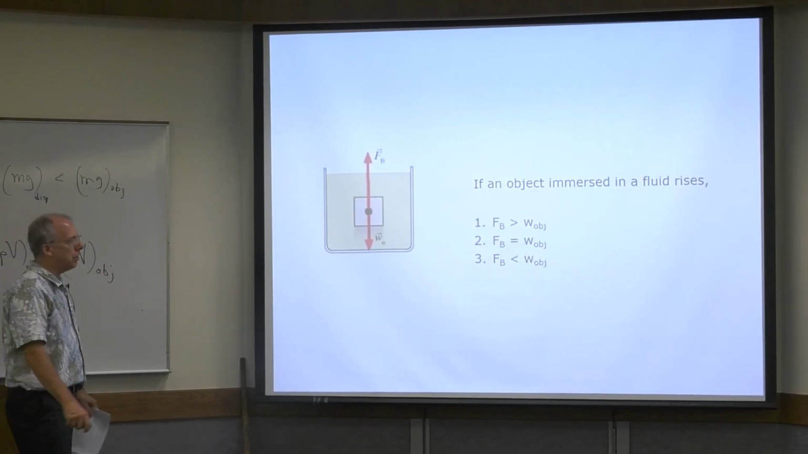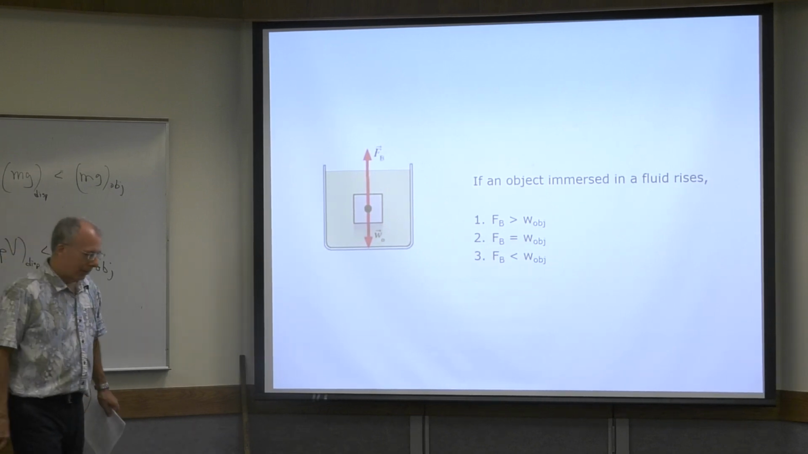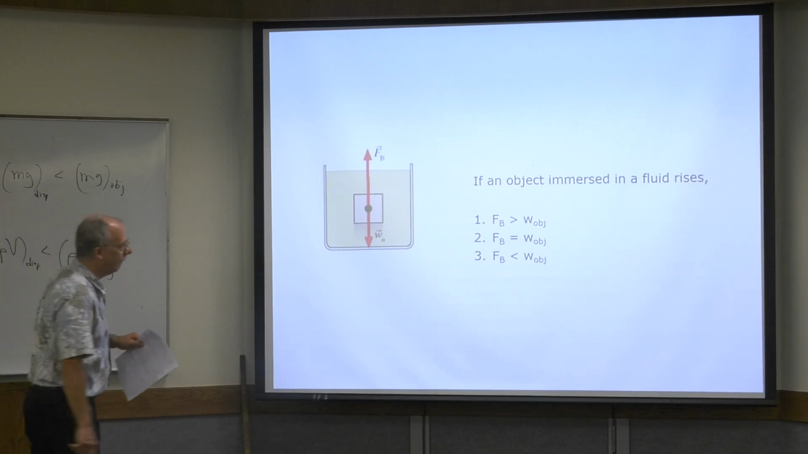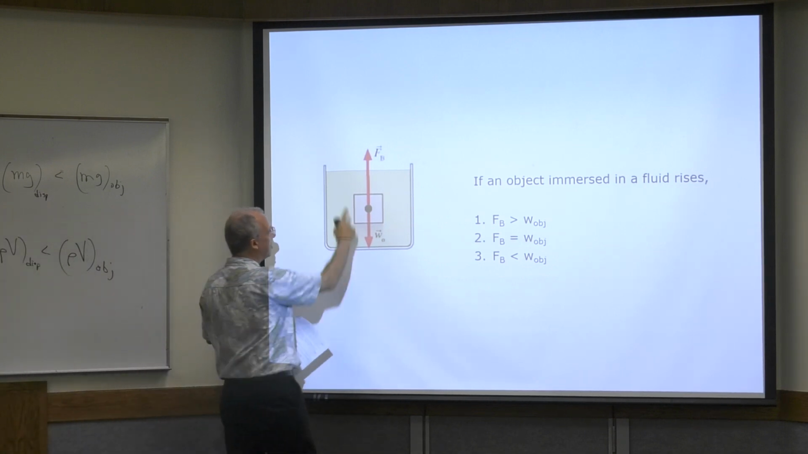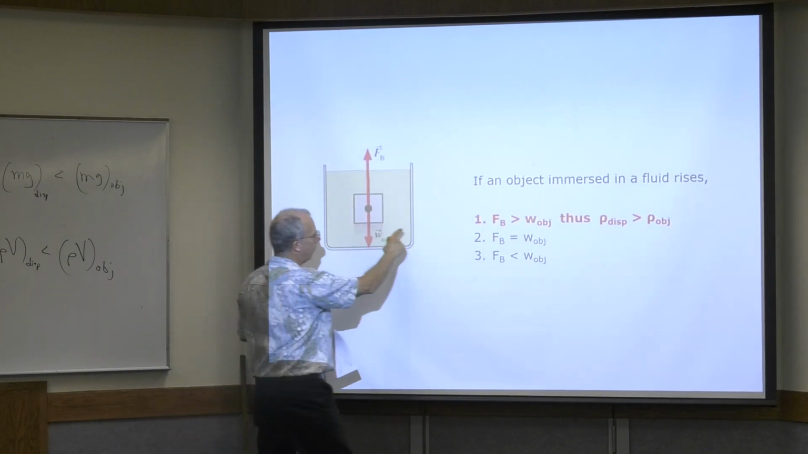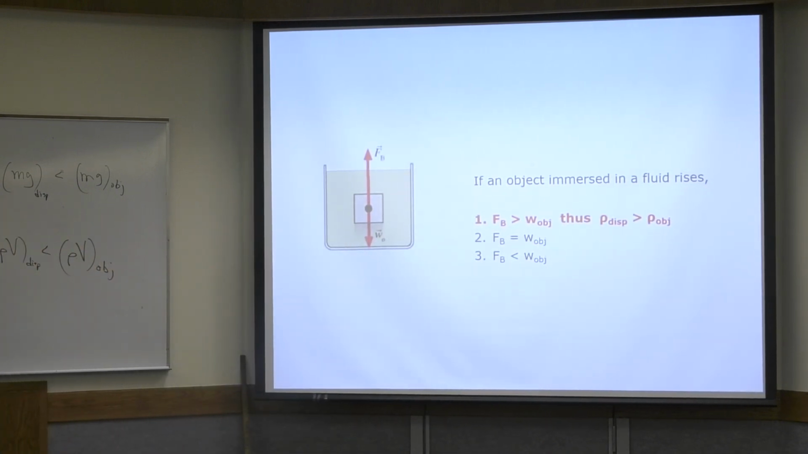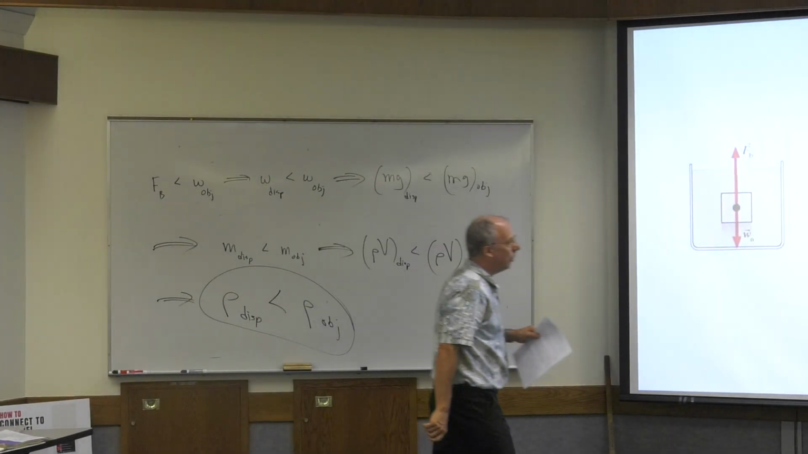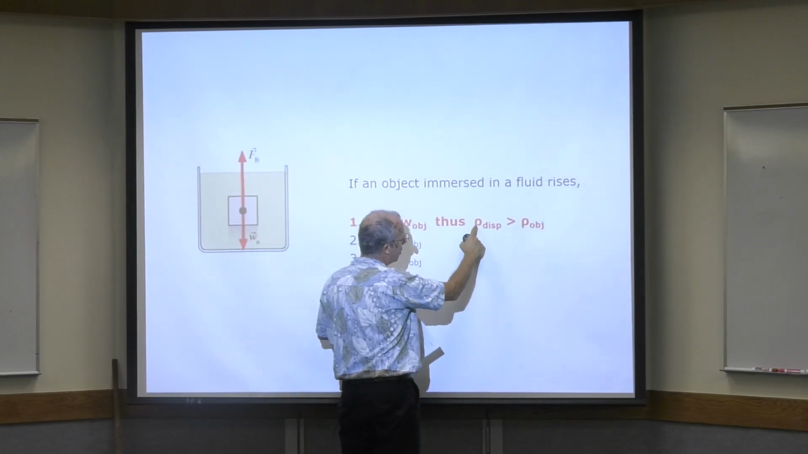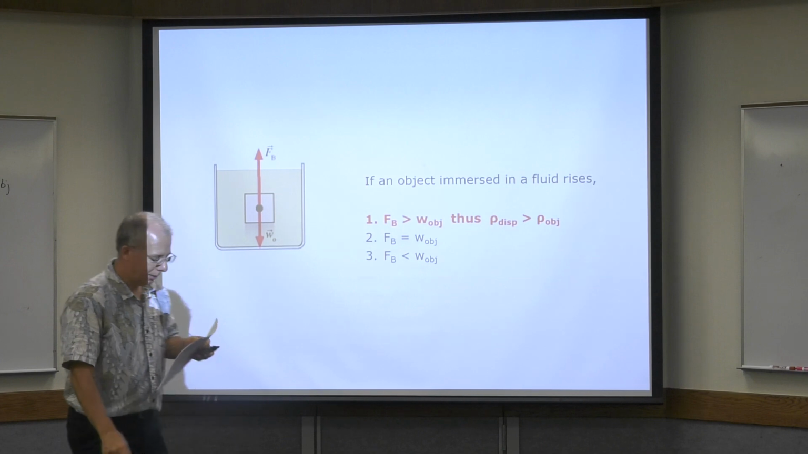Now, if an object immersed in a fluid rises, what happens? So, pause your video and answer the question. Okay, it's obvious, right? If it rises, then this force has to be greater than that force. So the buoyant force is greater than the weight of the object. You can do this whole argument again, and you will see that the density of the displaced fluid has to be greater than the density of the object.